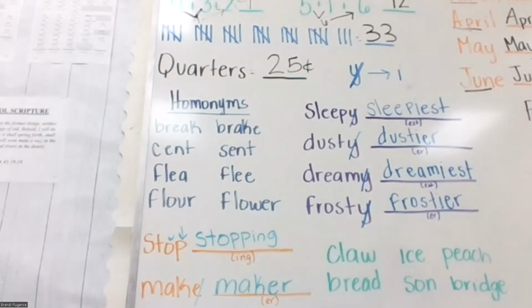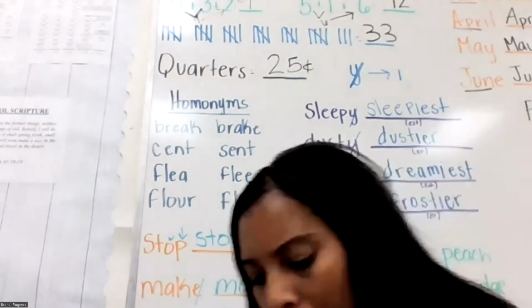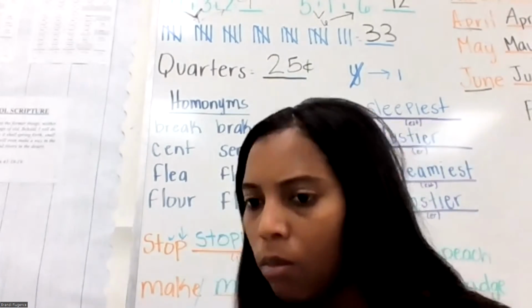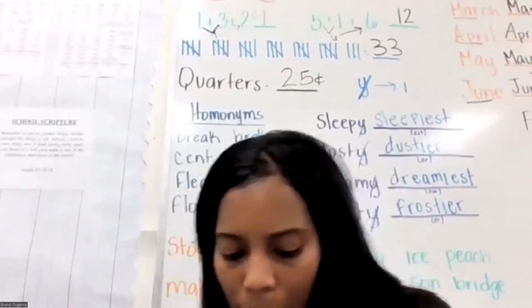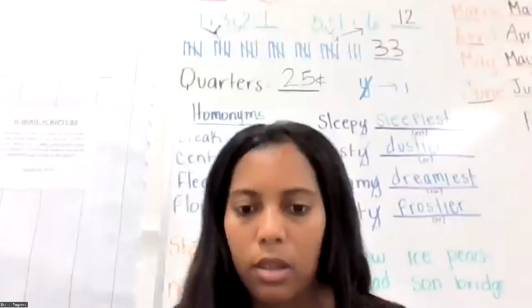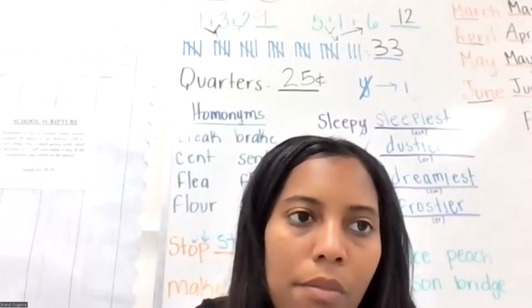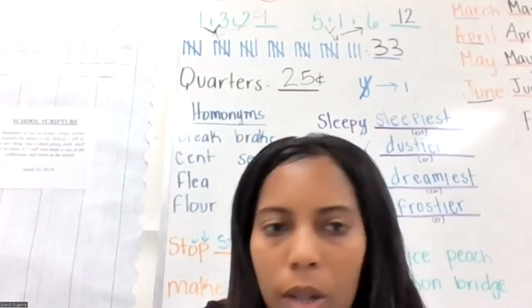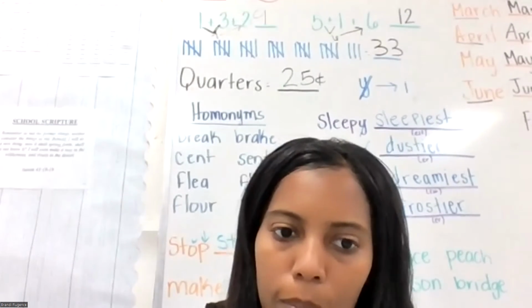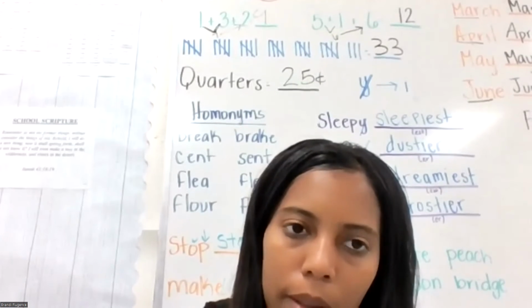All right, so that's your new phonics rule when it comes to adding a suffix to a word. All right, let's go ahead and get out your reading, Aesop's Fables. I think we're on 46, or 47. Let me see. Yeah, 47.